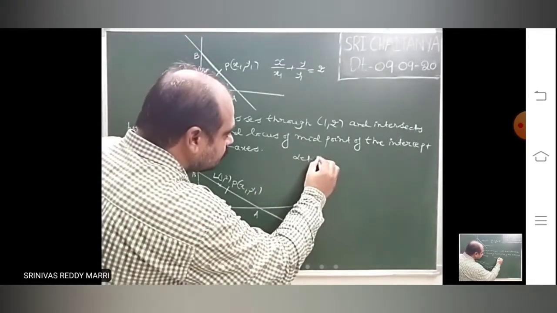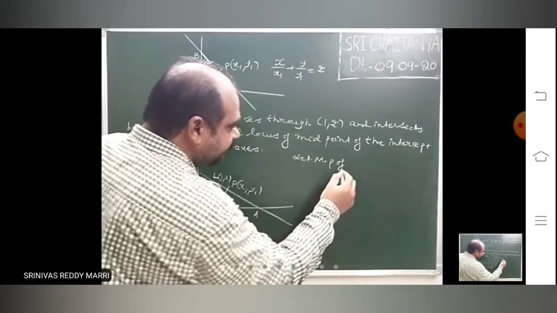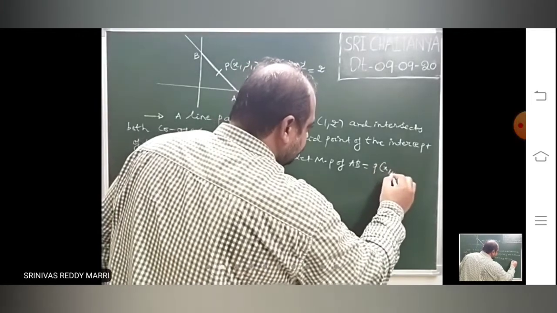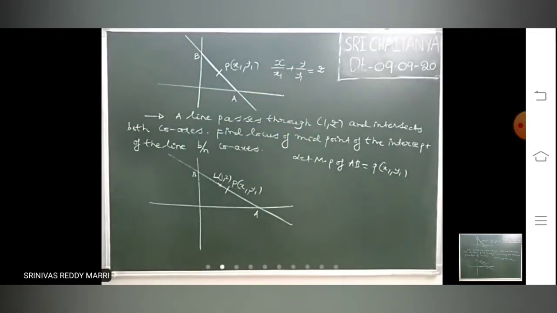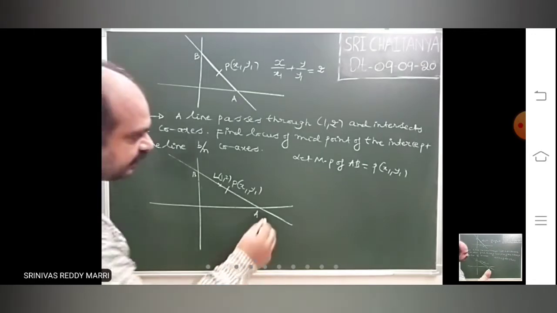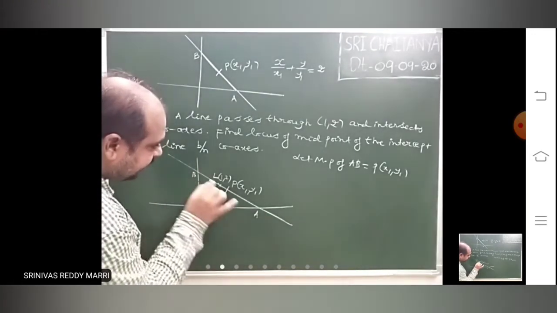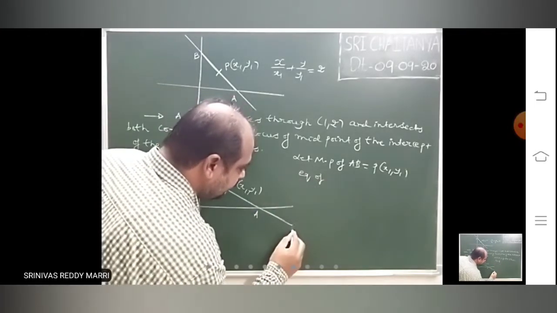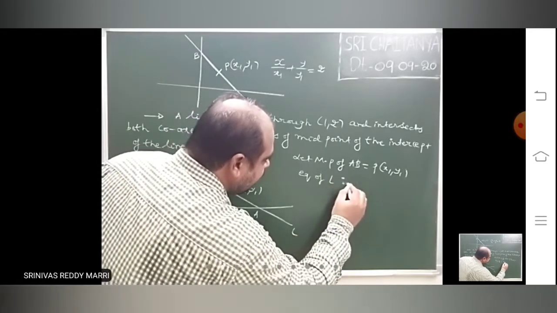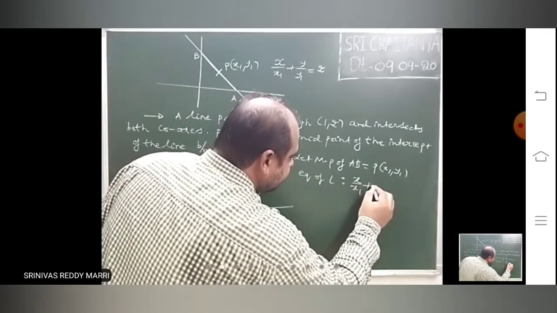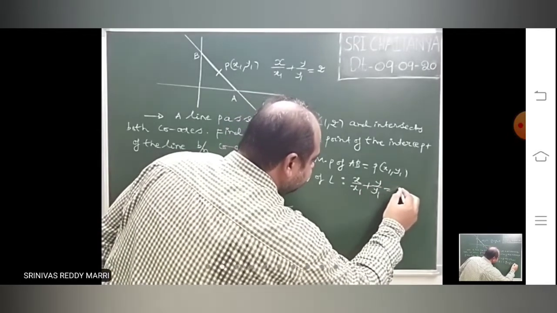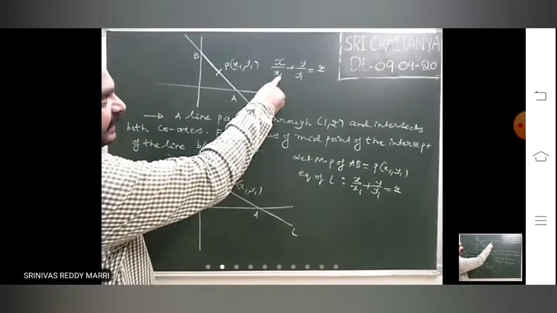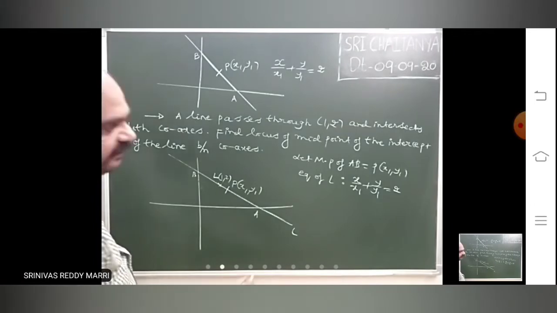Whenever the locus of a midpoint is asked, we will proceed like this. Let the midpoint of AB be P(x1, y1). Therefore, for this line, this is the intercept between the coordinate axes. Let us say this line is L. The equation of line L is x/x1 + y/y1 = 2. If this is the midpoint, what is the equation of the line? x/x1 + y/y1 = 2.